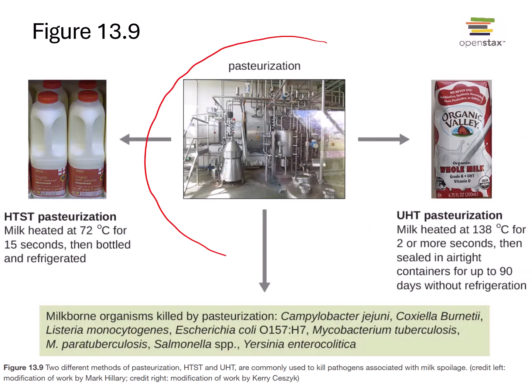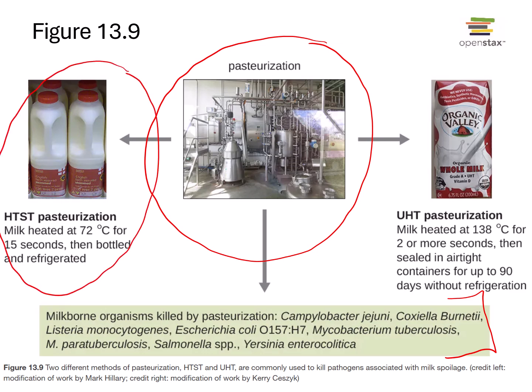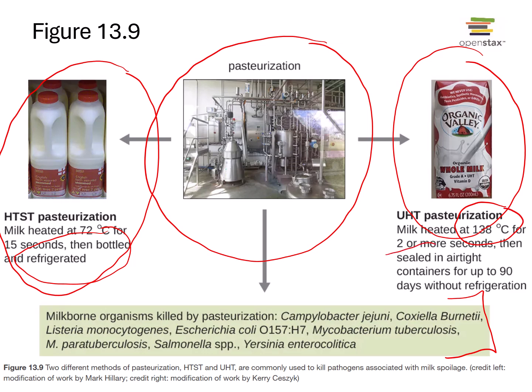So our book shows us the process of pasteurization here and the type of pathogenic organisms that are killed by pasteurization. High temperature, short time, remember there's still microbes remaining, so these foods still have to be refrigerated. In ultra high temperature pasteurization, it's a much higher temperature for a shorter period of time, and as long as they're sealed in airtight containers, they can last long without refrigeration.